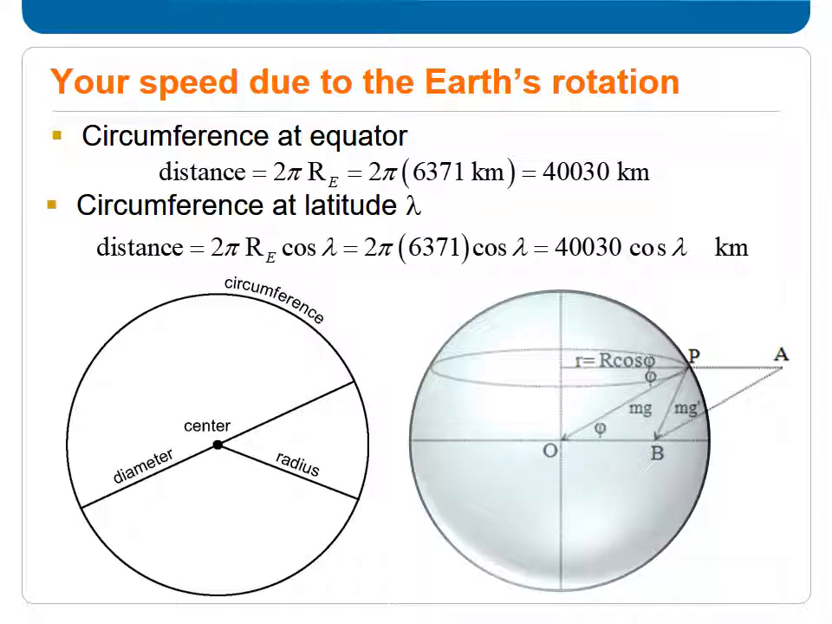Now let's consider rotational motion. The radius of the Earth is about 6,371 kilometers. The circumference of the equator is 2 pi times the radius. That's 40,030 kilometers. At a latitude above or below the equator, the circumference is smaller by a factor of cosine of the latitude. At the poles it's 0 because the cosine of 90 degrees is 0.